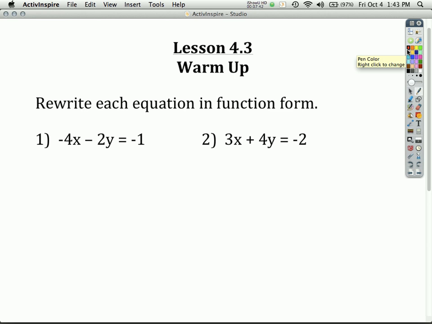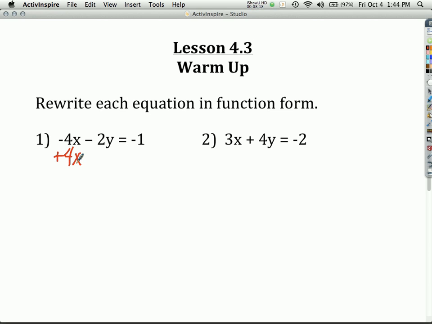Good. Alicia, what's the first thing you did? I drew the line, and then I added 4x. Good. Eric, what's the first thing you did? I subtracted negative 4x from both sides. You subtracted negative 4x from both sides. I hate myself. Why? But you said you got it right, correct? Yeah. Okay. So in essence, what Eric was trying to say is he added 4x to both sides.